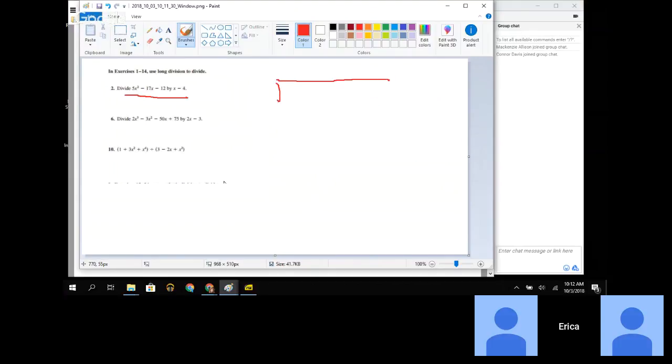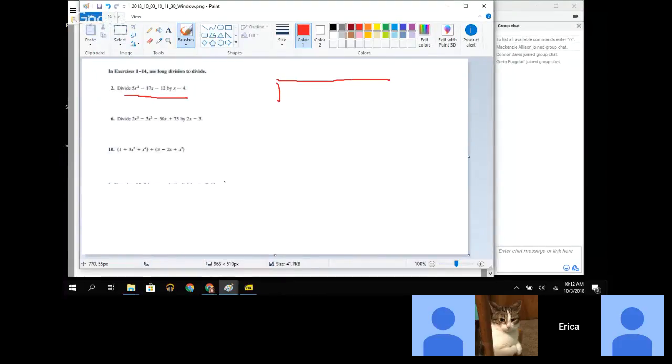Okay. We put what we're dividing underneath. Oh, I forget what the name of this bar is, but say this is 5x squared minus 17x minus 12.